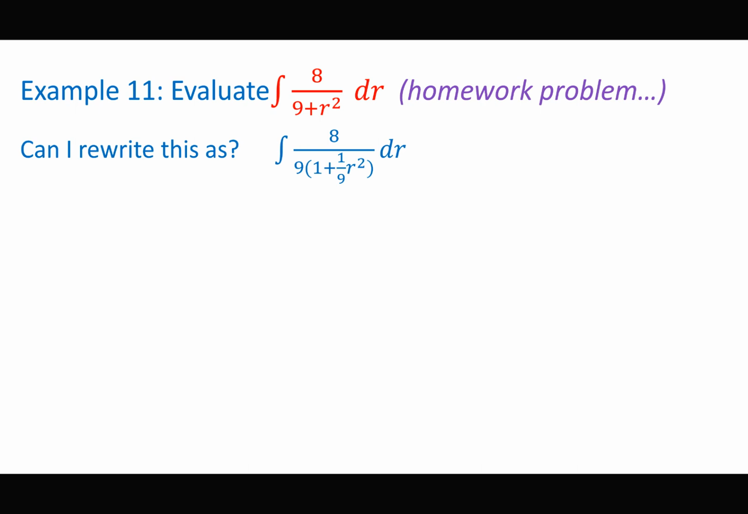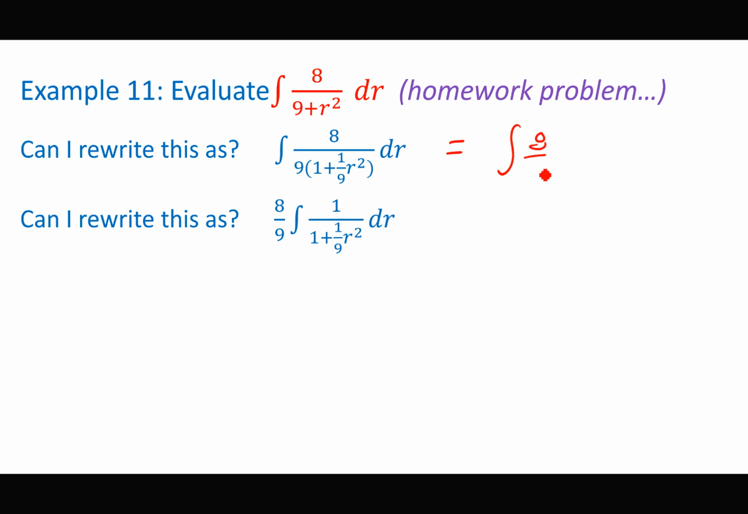If I wanted to start rearranging this, I'm not doing any derivative, antiderivative stuff. This is just algebra, moving stuff around. Is this equivalent? Can I factor a 9 from the denominator and then rewrite it as 1/9 r squared? Is this equivalent? Could I rewrite it as that? I can, because I could write this as the integral of 8/9 times 1 over 1 plus 1/9 r squared. So that constant multiple of 8/9 I can bring out. So that is equivalent.